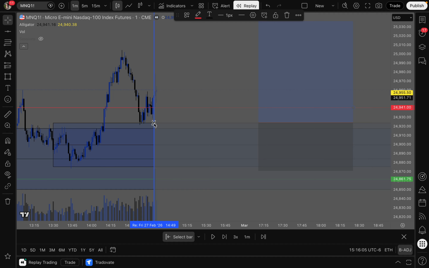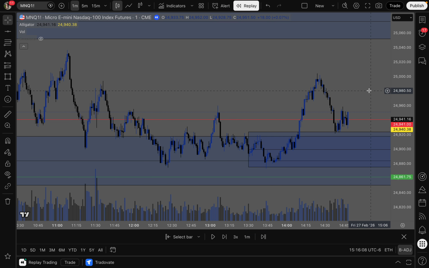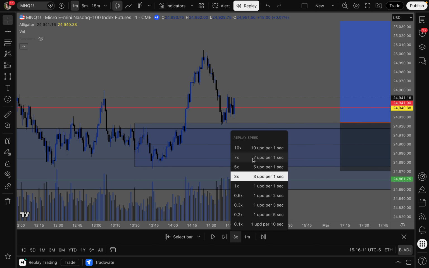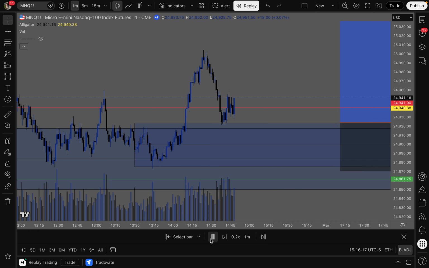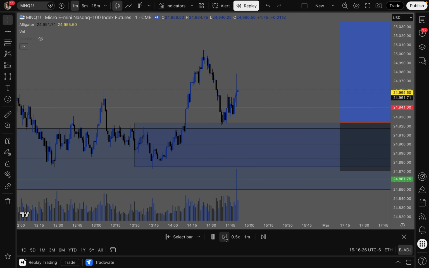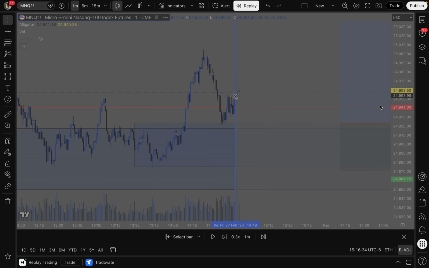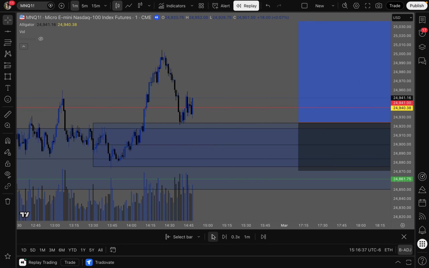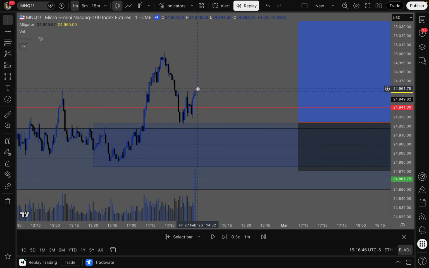Let me show you what the candlestick did. Oh, God. Still too fast. I got to do it at like 0.3 speed so y'all can see what the candle did. Okay. This candle created a lot of momentum. This candle started pushing up. Okay. Well, it's still moving fast.